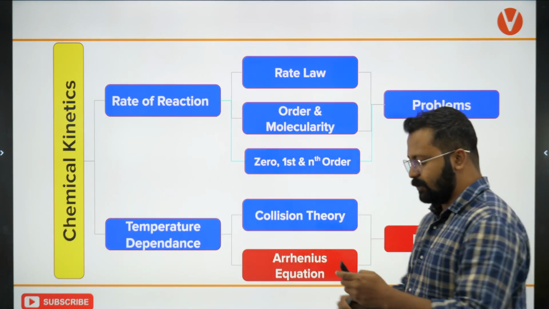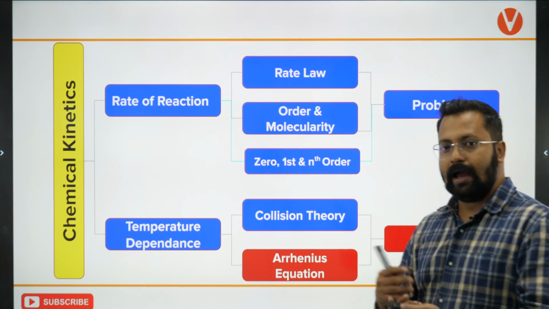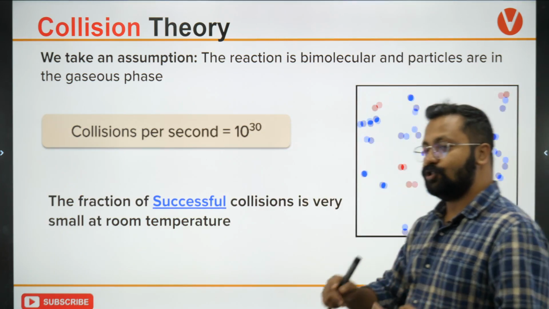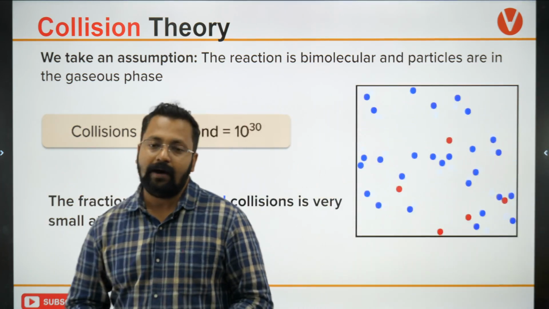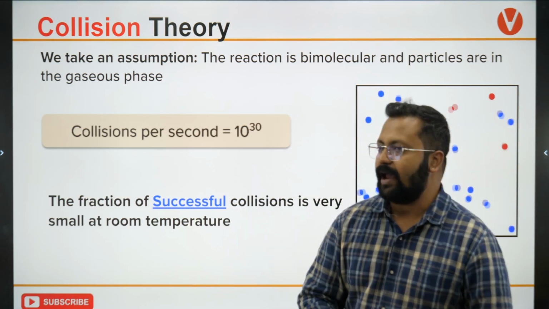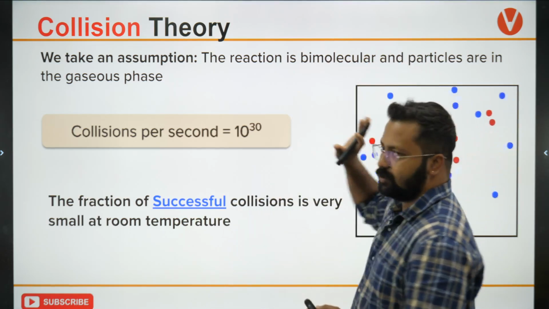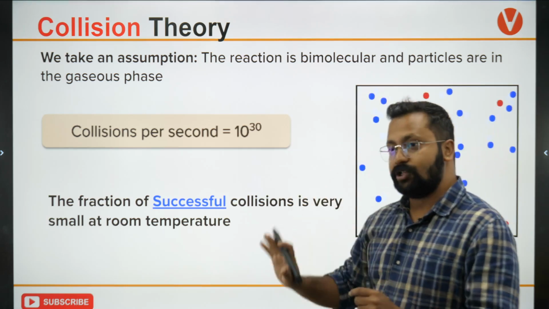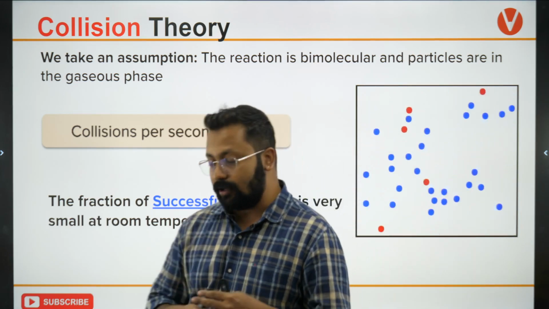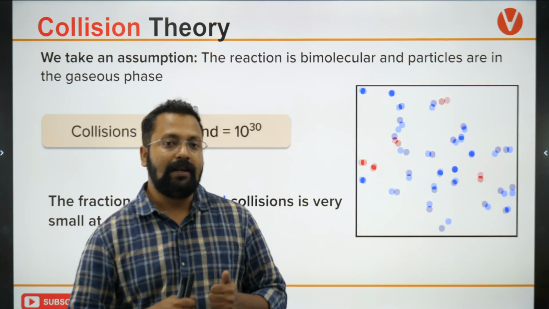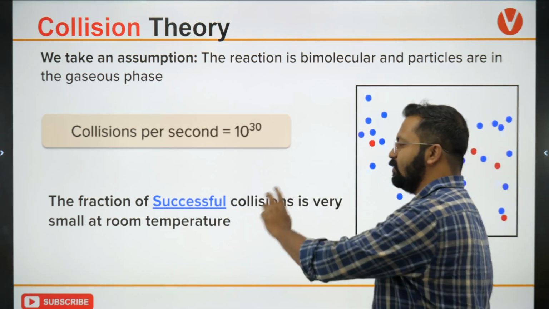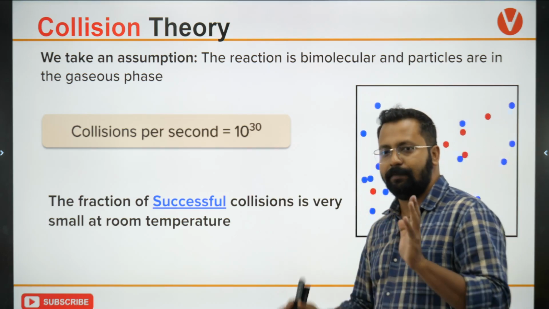Let's do a small preview of what had been done until now. We had taken this assumption that to formulate a mathematical relationship between the temperature dependence on the rate of reaction, we would take a bimolecular reaction and gaseous reactions. Also, we had identified that all collisions are not going to lead to a successful collision. A fraction of successful collisions are present.